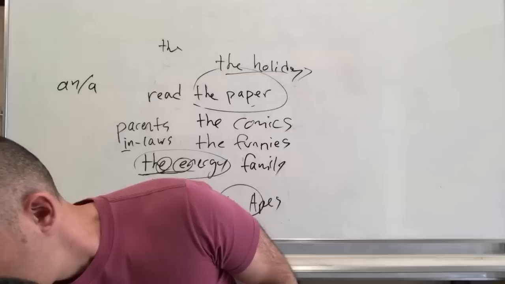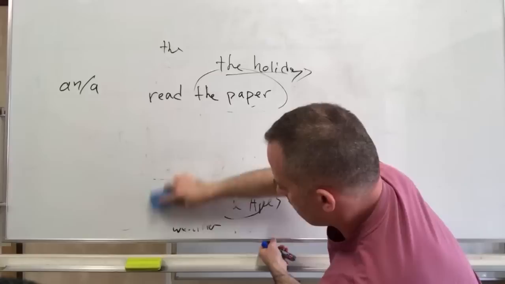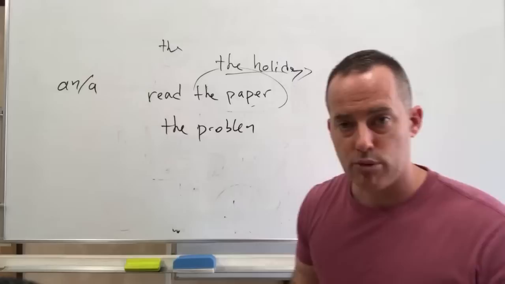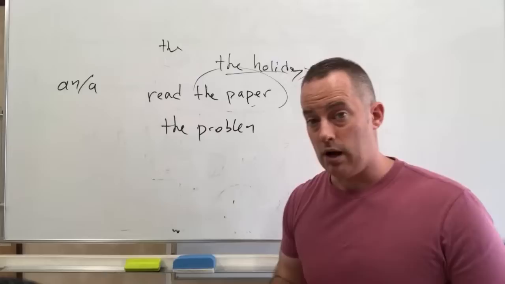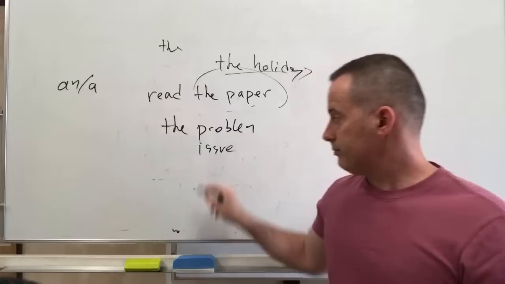All right, next, let me clear some space. We might also have the problem. What's the problem? I think someone just asked here, let's see. How are sisters' husbands called in English? Oh, that would be my brother-in-law. My brother-in-law. So what's the problem? What's the issue? What's the reason?